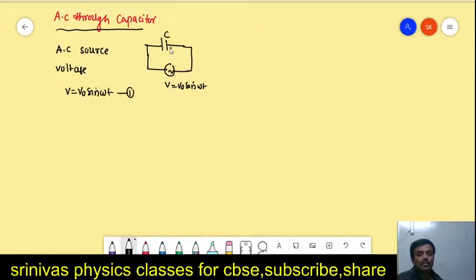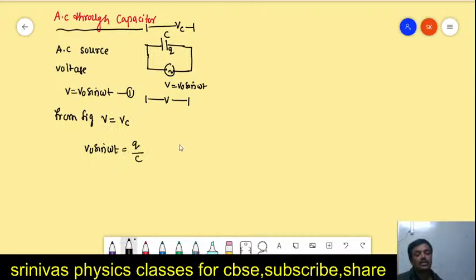At any instant of time, charge stored on the capacitor we can take as Q, and voltage across capacitance we write as V suffix C. But from the figure, the voltage across AC source should be equal to voltage across capacitance because they are in parallel. Voltage across AC source formula is V naught sin omega t. Voltage across capacitance we write as V is equal to Q by C, because we know capacitance formula is C is equal to Q by V. From that, V is equal to Q by C.